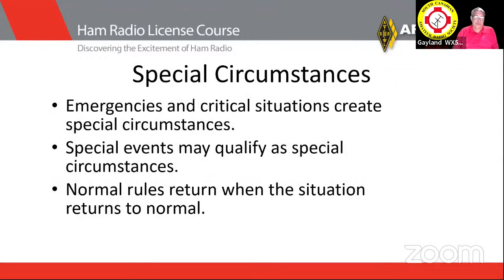There are special circumstances. We talked about that earlier. Emergencies, critical situations. There may be certain things that you can do. Just remember, when the disaster's over or when the emergency's over, the rules go back to normal.